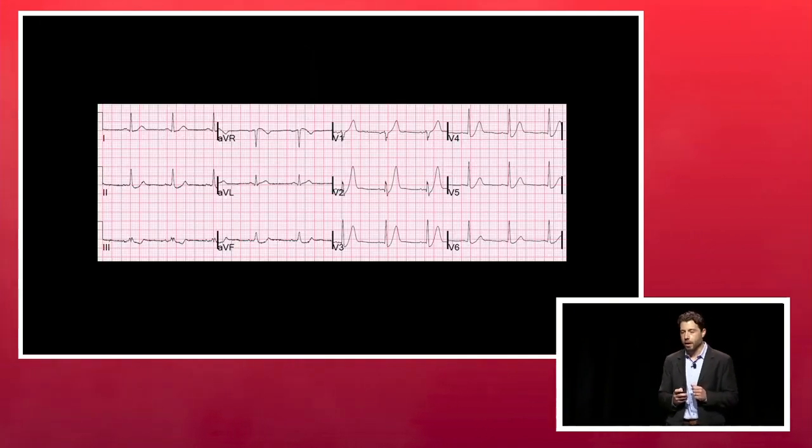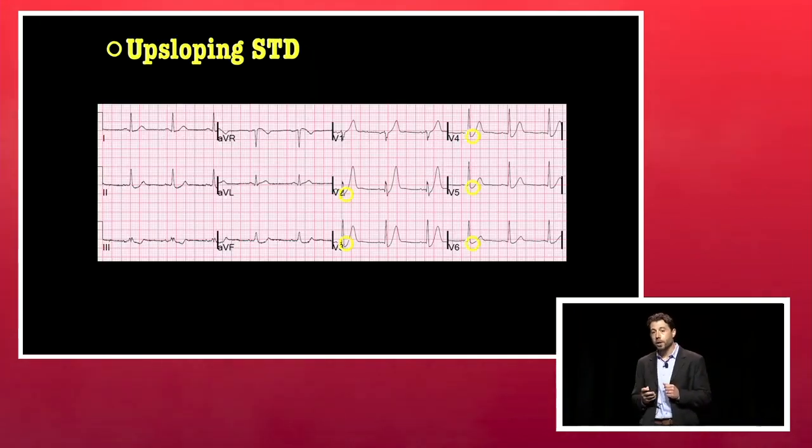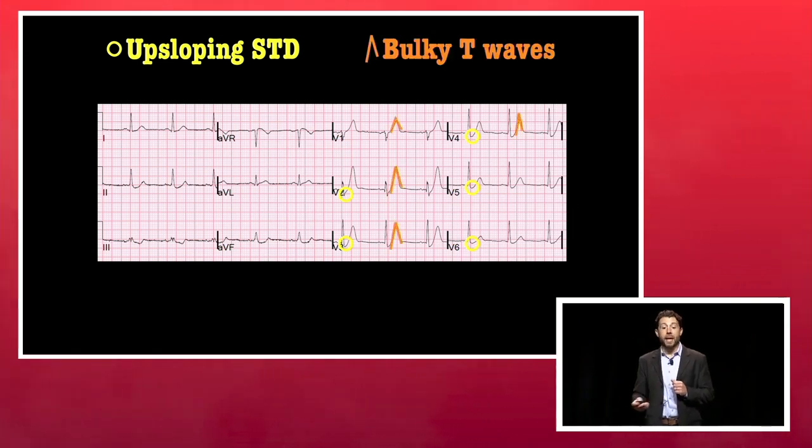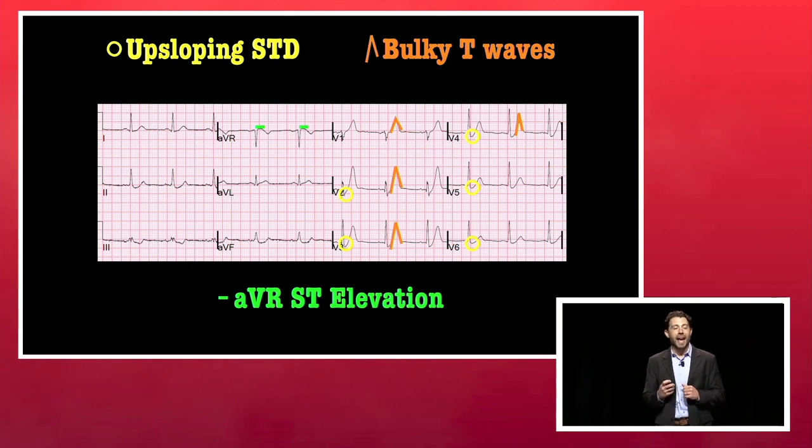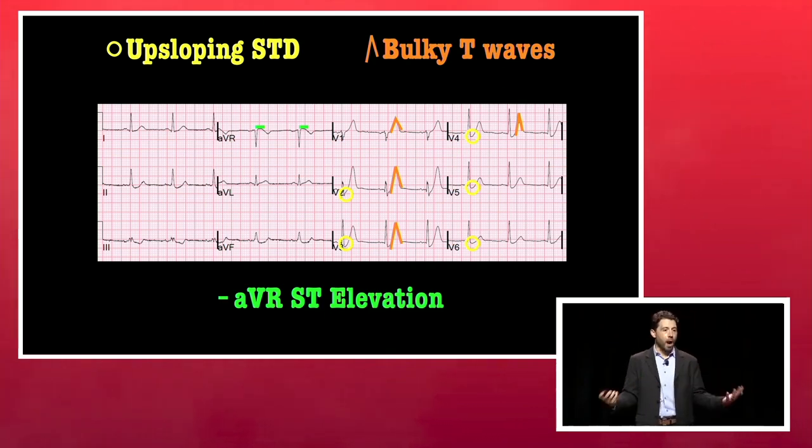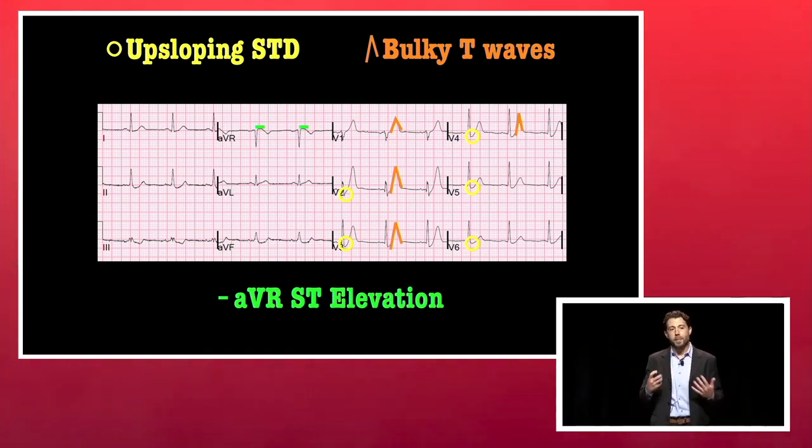So let's see what that actually looks like on an EKG. Right, here's the upsloping ST segment depression. Here's the big, bulky, symmetric T wave. And then you will have AVR elevation, which is not surprising. All AVR does is mirror the rest of the heart. So if your entire precordium has ST segment depressions down here, you're going to have AVR elevations that are reciprocal to those depressions up here. So that's the expected finding.